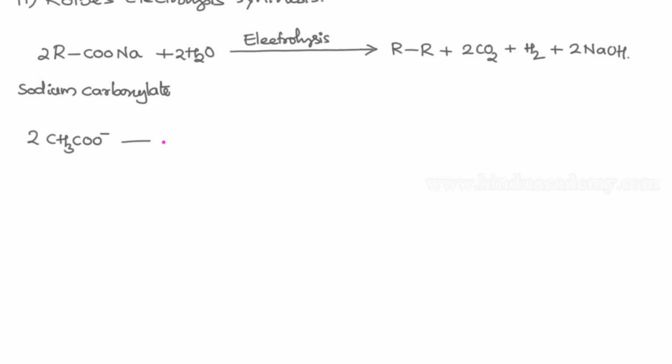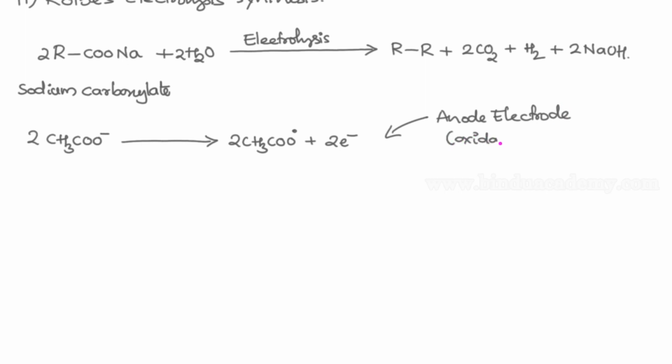So the anion, which has an excess of electrons, after the electrolysis becomes CH3COO free radical. Along with that, it gives 2 electrons. 2 electrons are produced, and this entire process is happening at the anode electrode. Oxidation is taking place here. Oxidation.